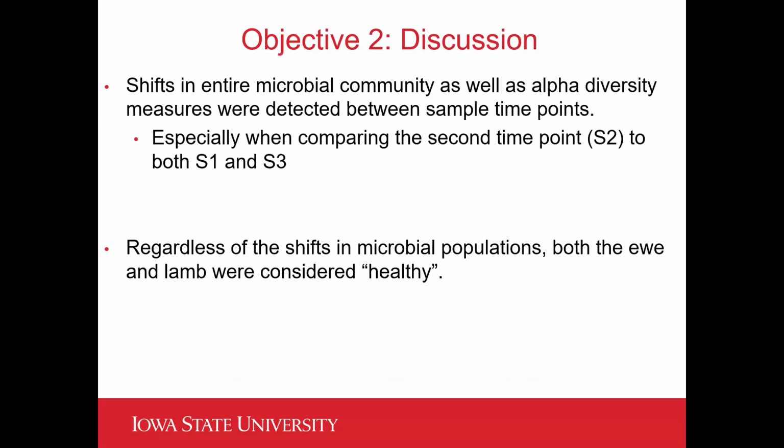In summary, throughout a successful pregnancy, shifts in the entire microbial community as well as alpha diversity measures were detected between sample time points, especially when comparing the second time point, S2, to both S1 and S3. Additionally, regardless of the shifts in microbial populations, both the ewe lamb and the offspring were considered healthy at the end of the study.